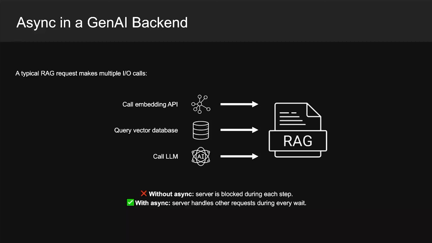Now, let's see this in a real scenario. A user sends a query to your RAG API. Your server calls an embedding API. That's waiting. Then it queries the vector database. More waiting. Then it calls the LLM. Waiting again. In a regular server, every other user is blocked during all of this. In an async server, while step 1 is waiting for the embedding API, the server is already picking up the next request. For a production API with many users hitting at once, this makes a huge difference.